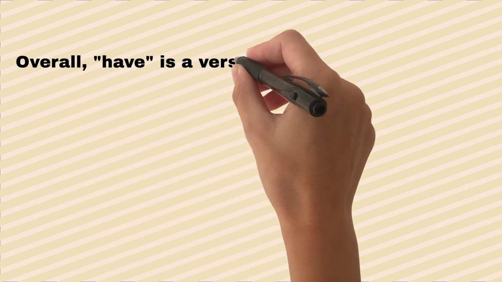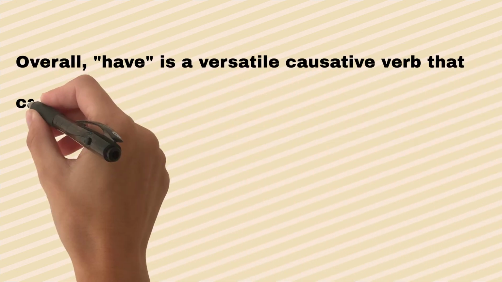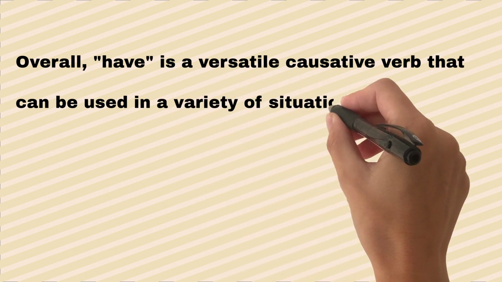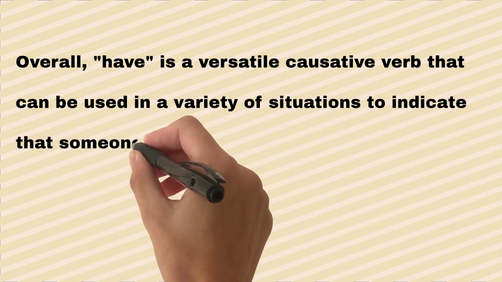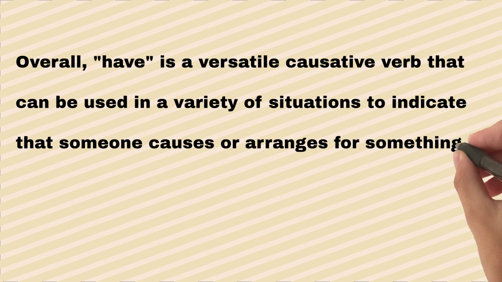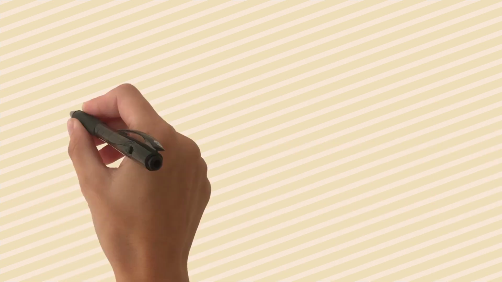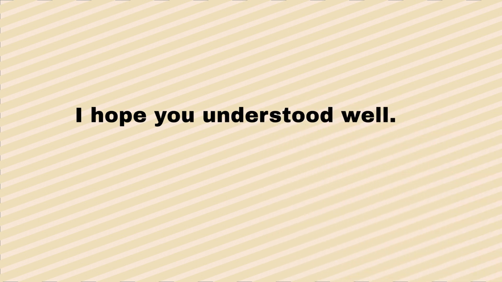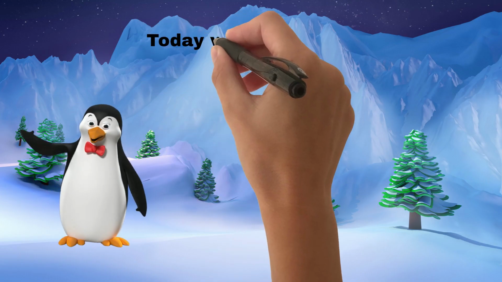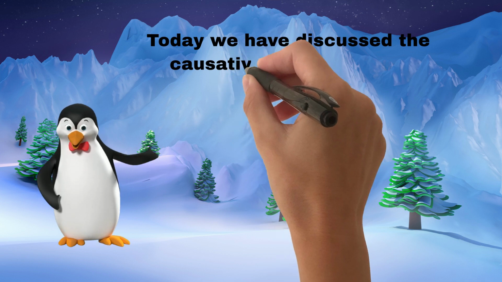Overall, have is a versatile causative verb that can be used in a variety of situations to indicate that someone causes or arranges for something to happen. I hope you understood well. Today we have discussed the causative use of have.